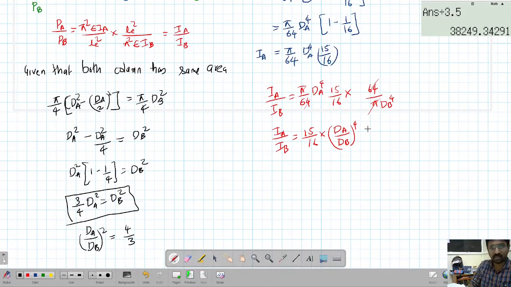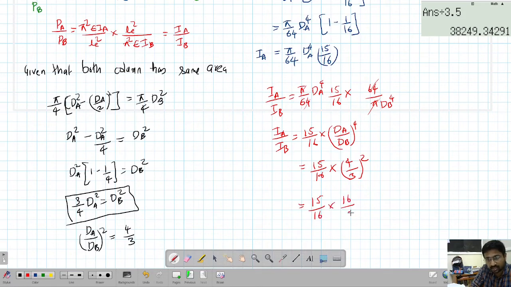So the square of this will be (dA by dB) to the power 4. So this gives me 15 by 16 into (4 by 3) whole square, which is 4 square by 3 square. So this is nothing but 15 by 16 into 16 by 9, since 3 square is 9. So this is nothing but 15 by 9, or 5 by 3. So this is the value of IA by IB.